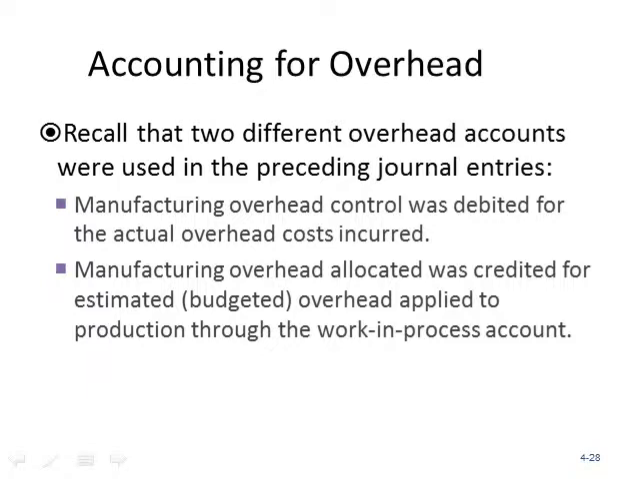So you may recall that two different overhead accounts are used in our journal entries for overhead-related transactions. We use manufacturing overhead control for the actual overhead costs incurred and manufacturing overhead allocated for the estimated overhead applied to production through the work in process account.